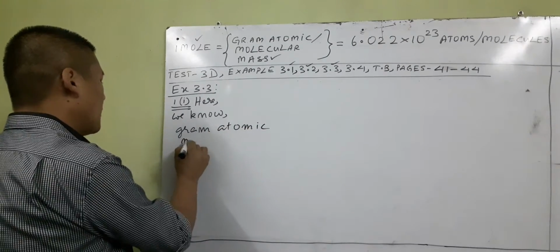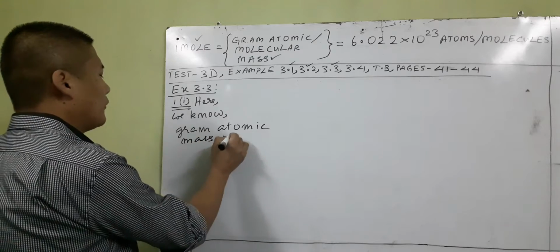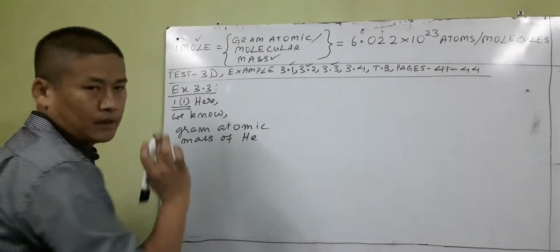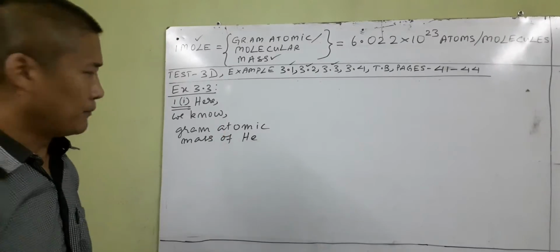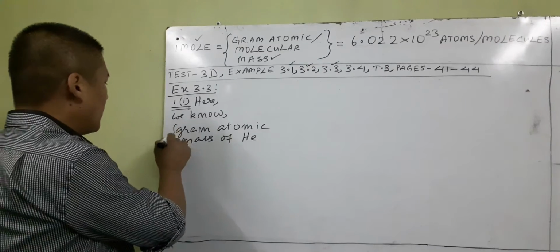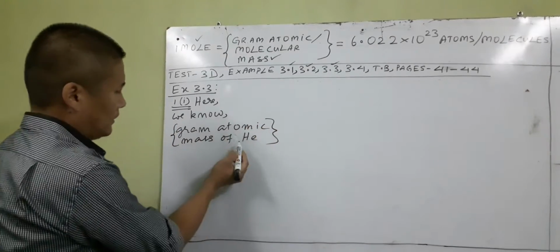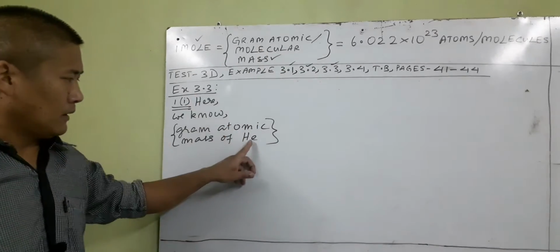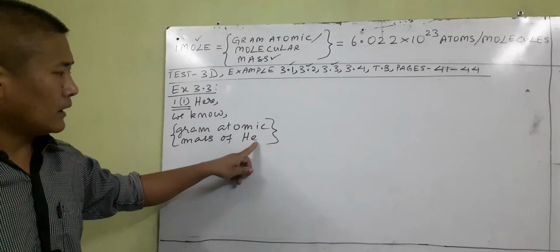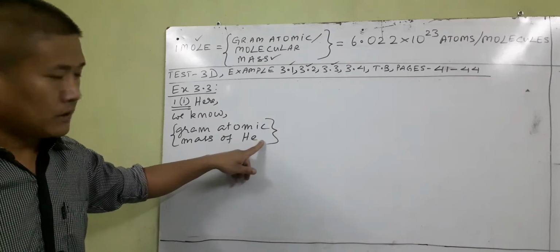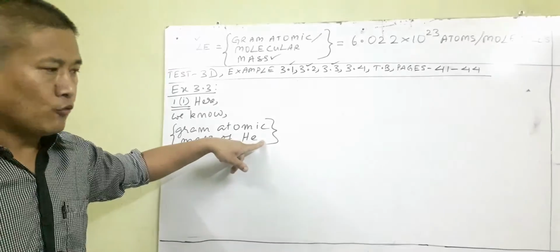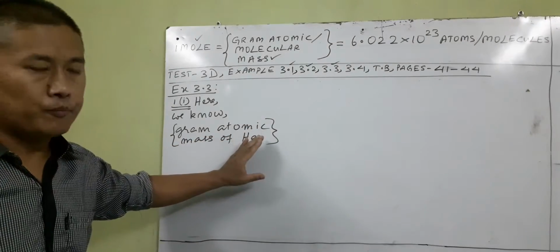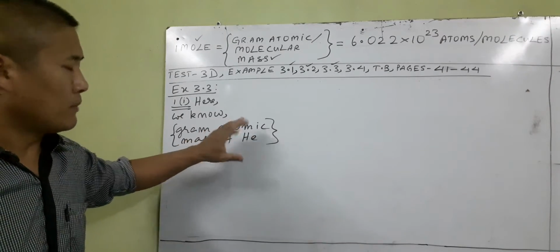Atomic mass of He. He means helium, the symbol for the helium element. Now, how do we come to know that we should put atomic and not molecular? The trick is from here. At the back of the helium symbol He, what is the number? Yes, 1. So when it is only one atom, we always write atomic mass.